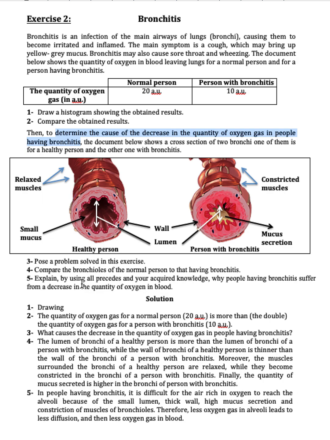Explain by using all precedents and your acquired knowledge why people having bronchitis suffer from a decrease in the quantity of oxygen in blood. So why do these people suffer from a decrease in the quantity of oxygen gas? As we see here, it's 10 AU, it's half of 20. Why? Because as we said, for people having bronchitis, it's difficult for the air to reach the oxygen.